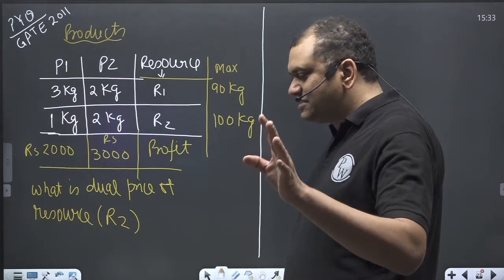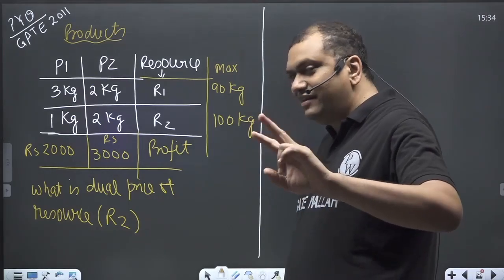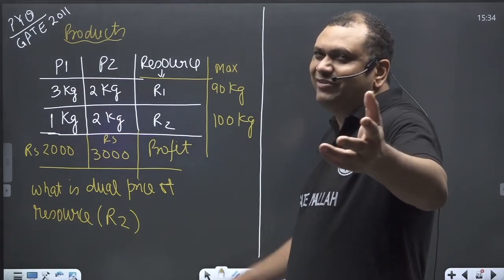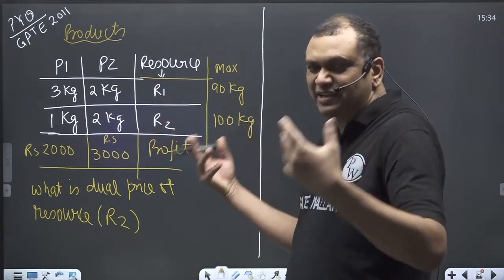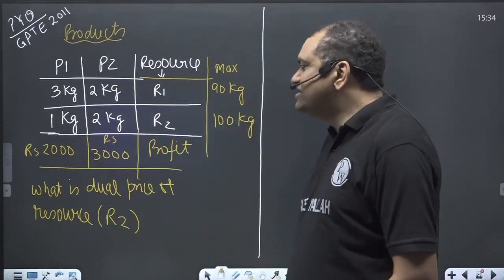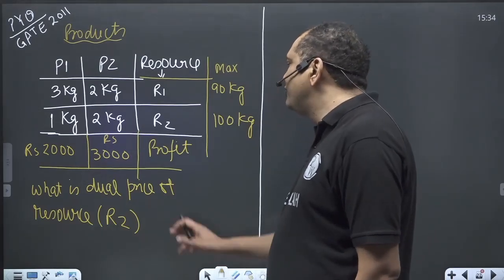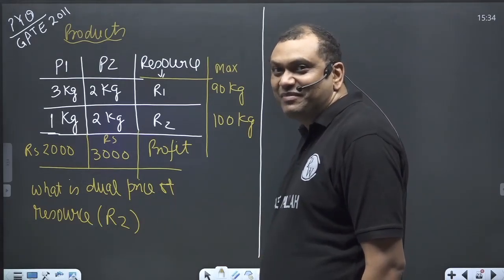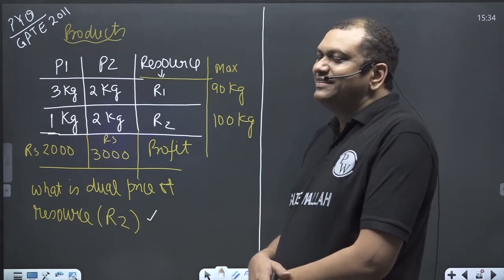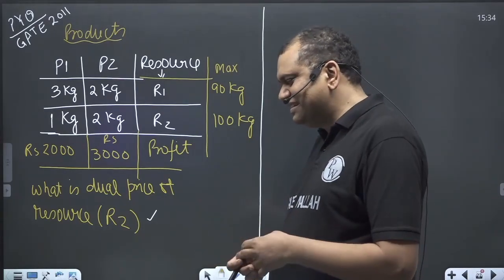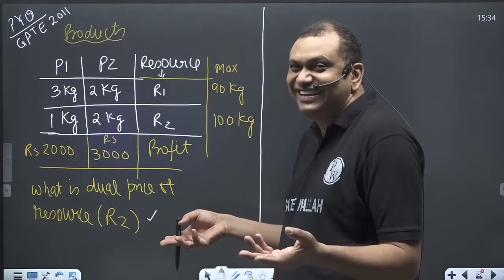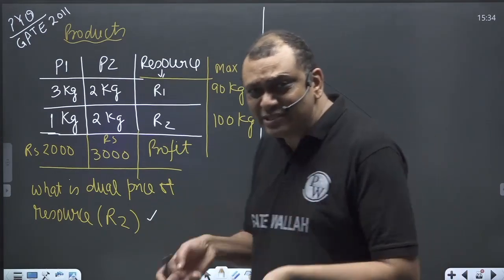It was a 4 marks linked problem. The first question was easy: what is the maximum profit? We have already solved many such problems in graphical and simplex methods, so I'm not going to elaborate on that. The second part of the problem is, what is the dual price of resource R2? If you see solutions by others, they are very vague, with no explanation. First of all, people should explain what the dual price is.